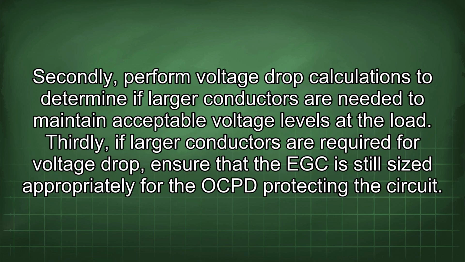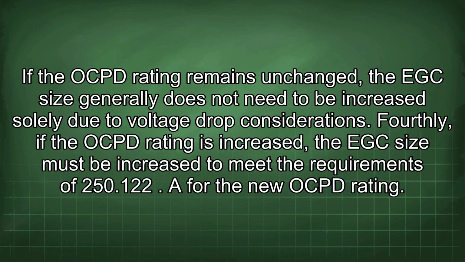Secondly, perform voltage drop calculations to determine if larger conductors are needed to maintain acceptable voltage levels at the load. Thirdly, if larger conductors are required for voltage drop, ensure that the EGC is still sized appropriately for the OCPD protecting the circuit. If the OCPD rating remains unchanged, the EGC size generally does not need to be increased solely due to voltage drop considerations.